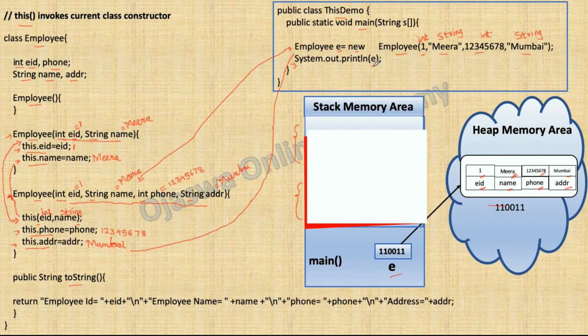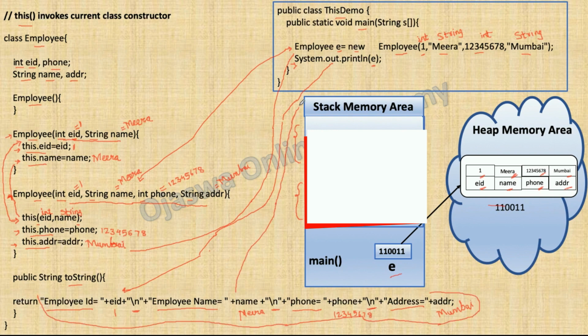Here we are printing the object E. Control of the program goes to the toString method and a string is written back. Employee ID equal to, EID will retrieve the value of instance variable EID, that is 1. A new line is added to the output. Employee name equal to, this is a string, name. Instance variable name will retrieve its value. Again a new line is added to the output. This string is written back as it is. Instance variable phone will retrieve its value. Again a new line is added to the output. Address equal to, this string is written and instance variable addr will retrieve its value. So this whole string is written back to the system.out.println method and it is printed.